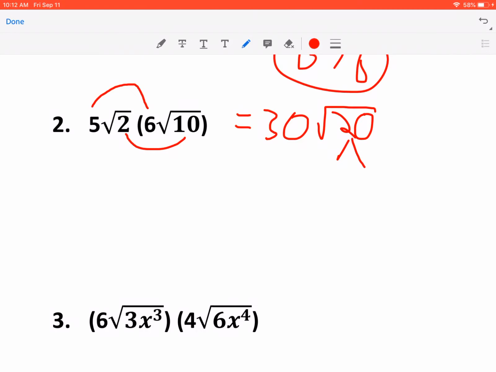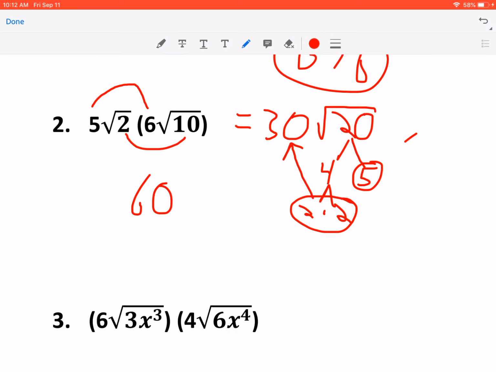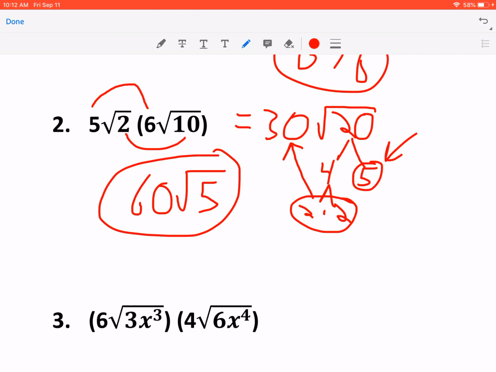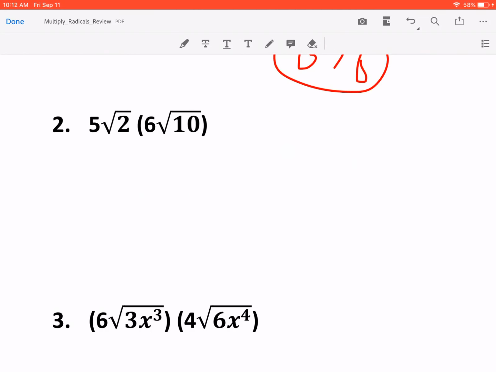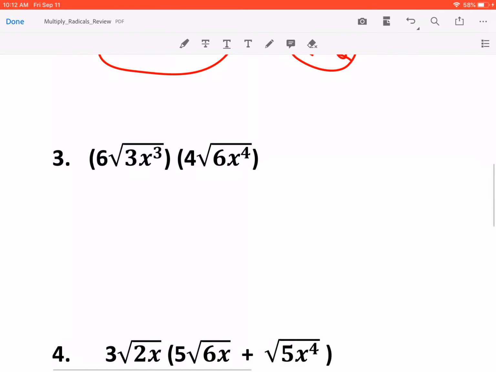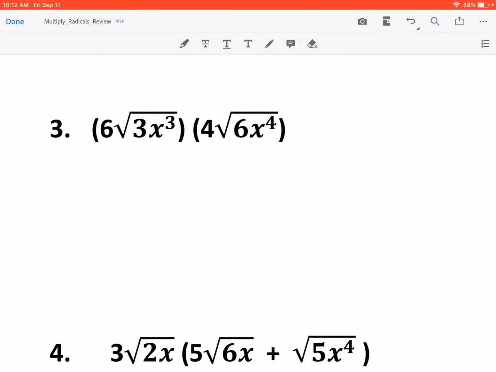There's my answer, unless I can simplify it. Well, we can break down 20. 2 and 10, 4 and 5, it doesn't matter. I'm going to use 4 and 5 because I know I get a pair of 2's. So 2 joins the 30 on the outside. So 2 times 30 is 60. Where does the single 5 go? On the inside. So it's 60 radical 5. All right? Example 3, very similar to number 2, except now you have some exponents inside the radicals.